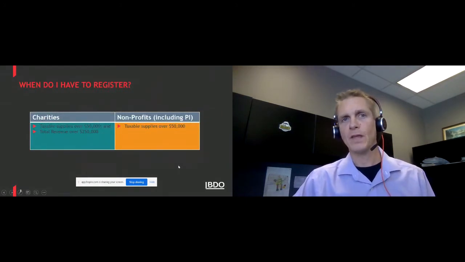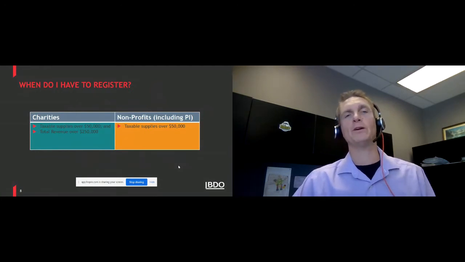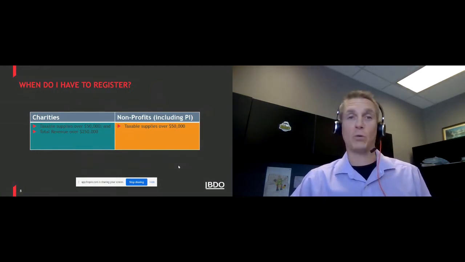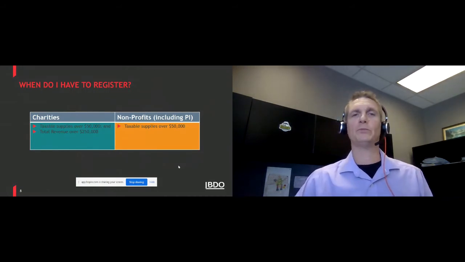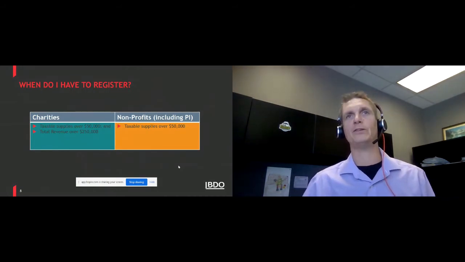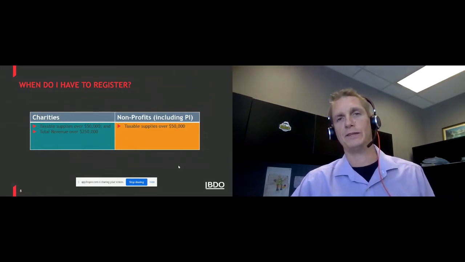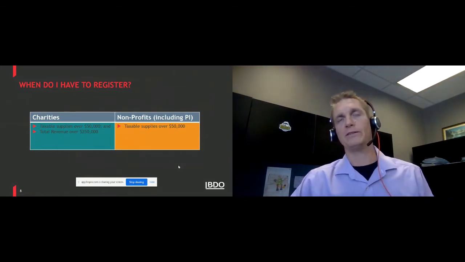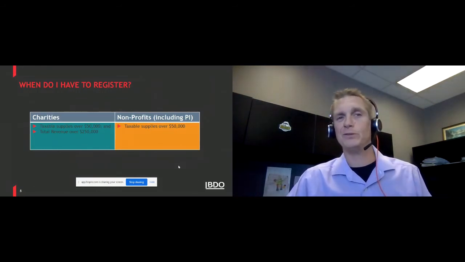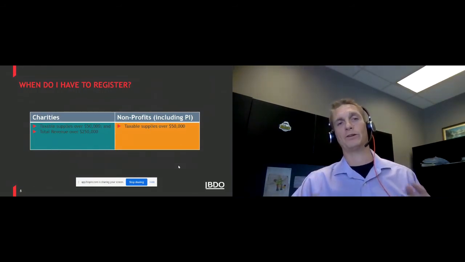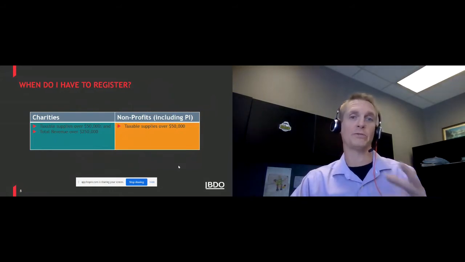So let's look at when you have to register. If you are what's called a small supplier, you're not required to register. You can do it voluntarily if you want to, but once you cease to be a small supplier, you are required to register for GST. Now, for a charity, the tests are different from other types of organizations. A charity actually has 2 thresholds, and you have to be over both of these thresholds before you're required to register.